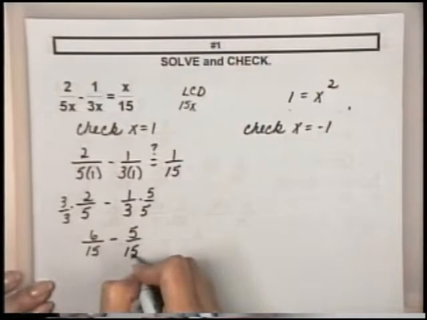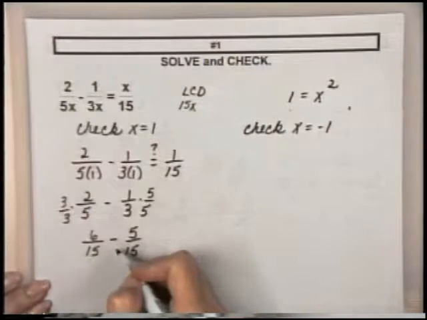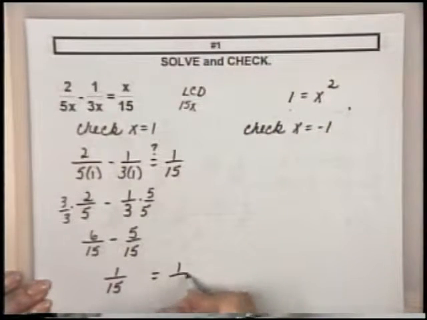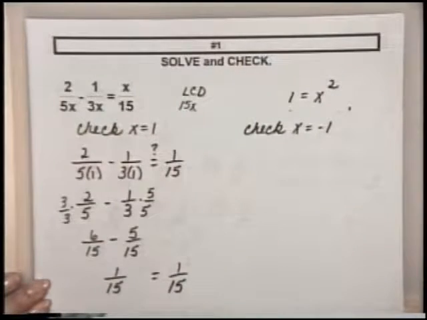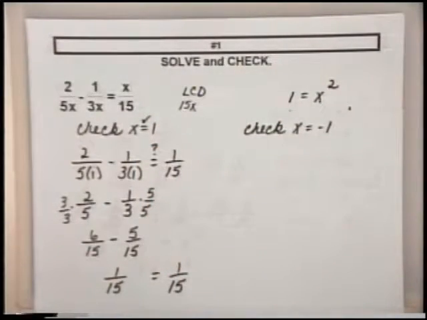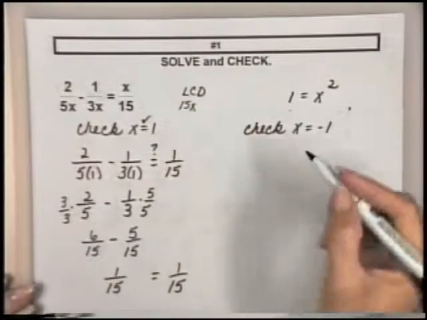I will get 5/15. 6/15 subtract 5/15 will give me 1/15, which is the same thing that I have on the other side of the equation. So x equals 1 checks in the original equation.